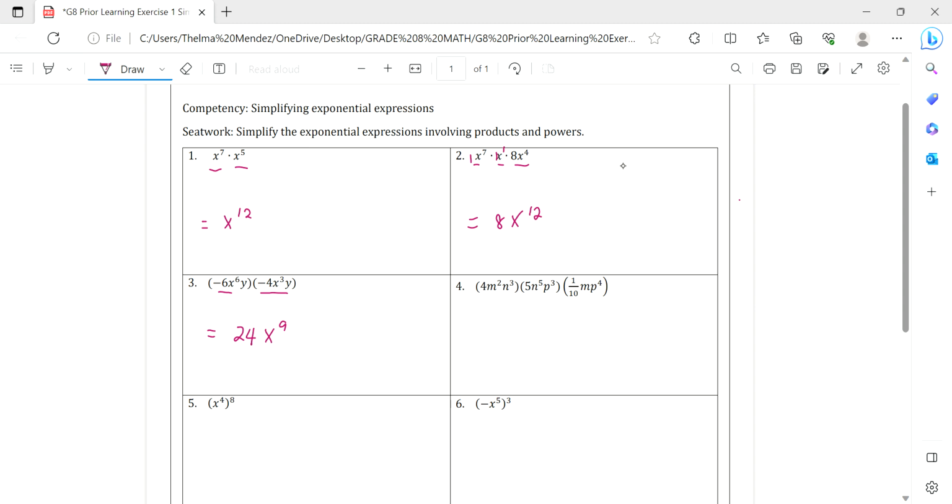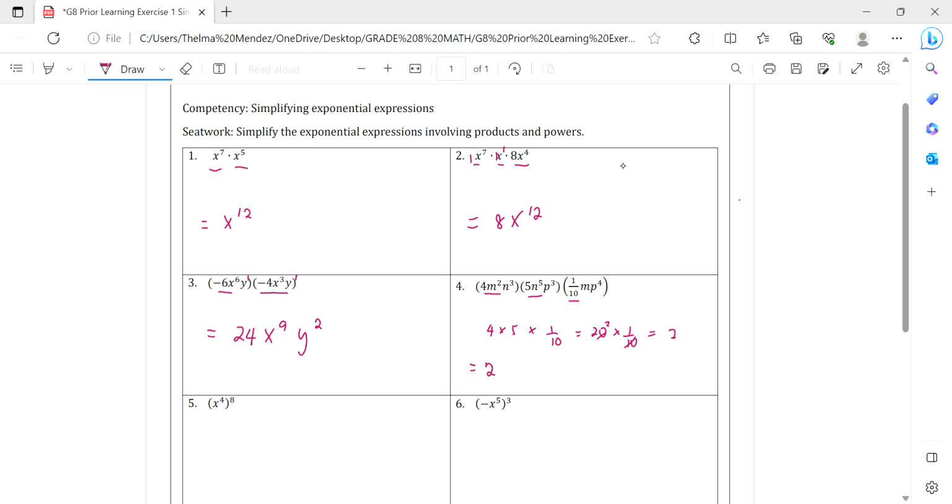How many y's do we have? Raised to 1, raised to 1. So we have y raised to 2. Okay, so these are also powers. So it's multiplying 4 times 5 times 1 over 10. So 4 times 5 is 20 times 1 over 10 equals, you can cancel that out, so we have 2. So the answer is 2.